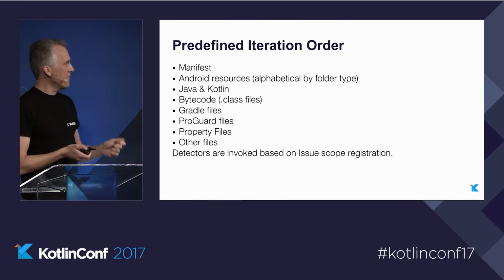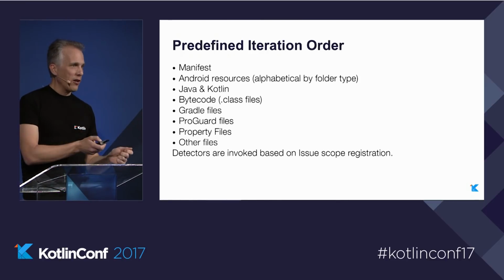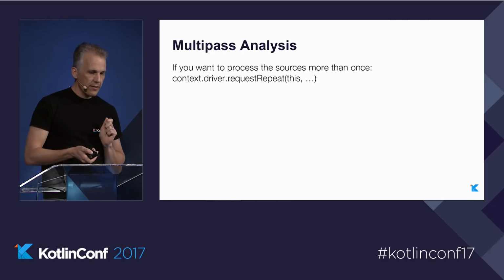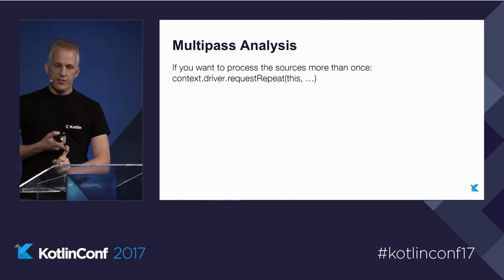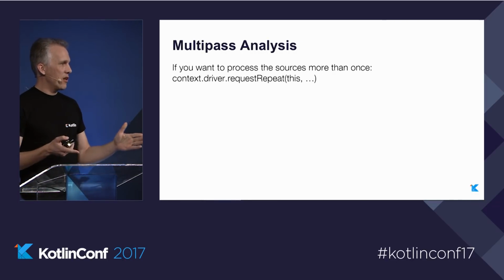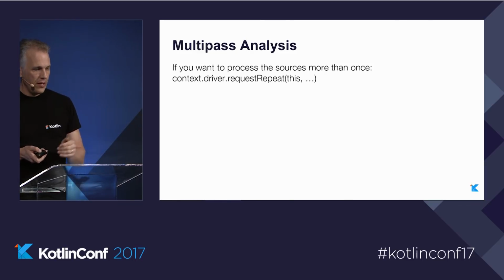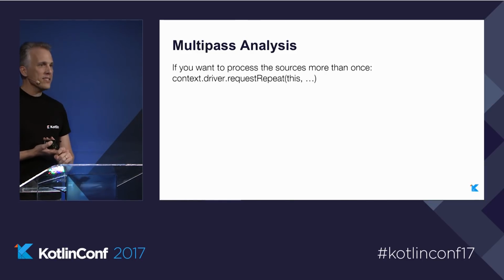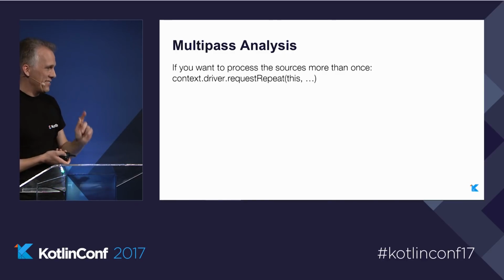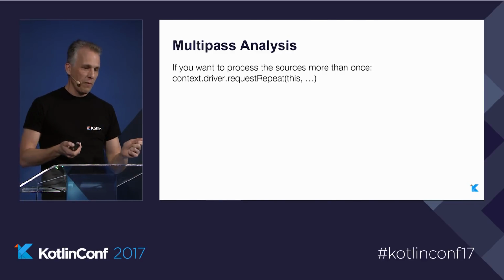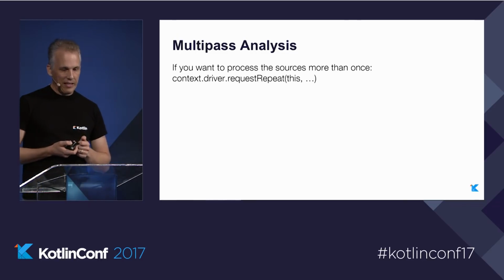But what if we need to go back and look at the XML again after looking at the Java? Well, for that, Lint supports multipass analysis. So a lot of global analysis is easier if you can go over the data multiple times. So Lint lets you request another pass through the data, and you can keep doing this. I think it'll cap it off at like 5 passes. That's just to prevent really misbehaving lint checks.